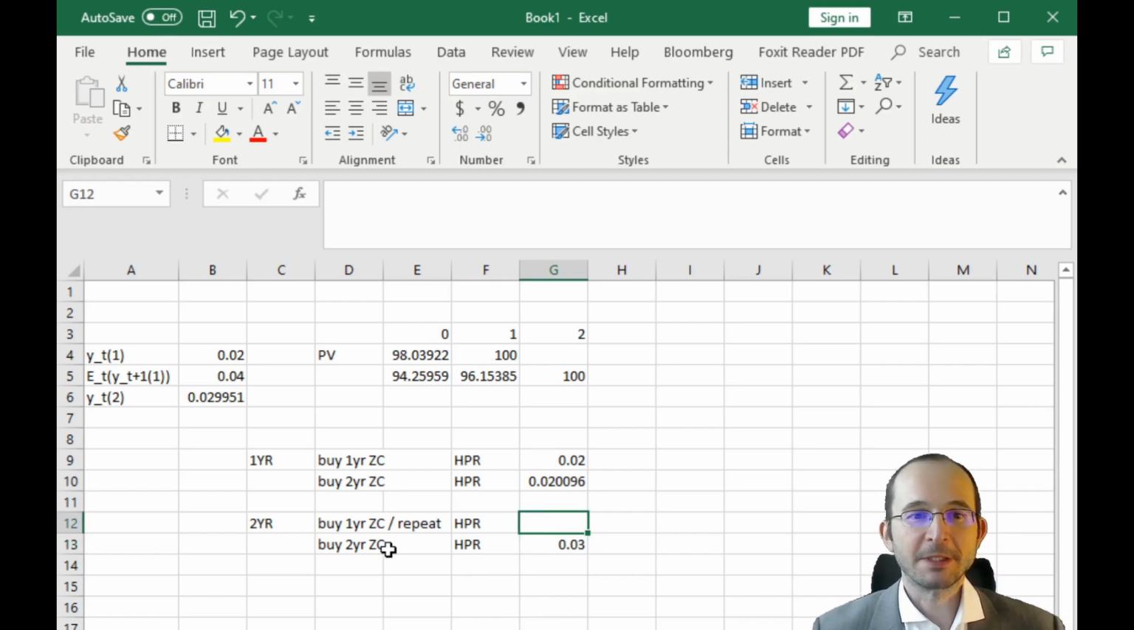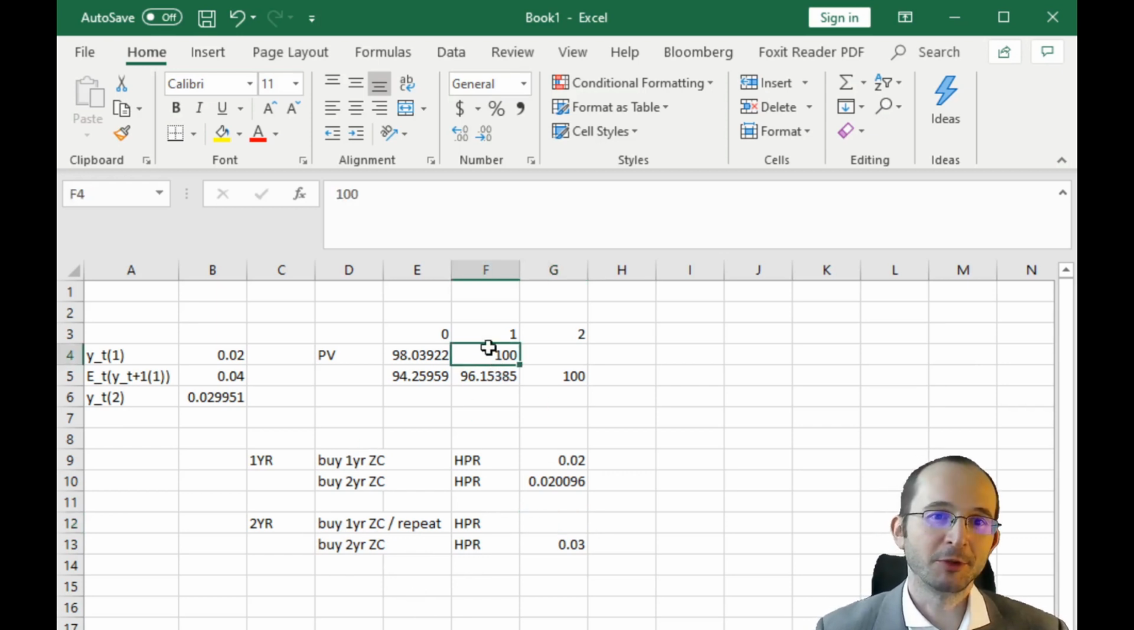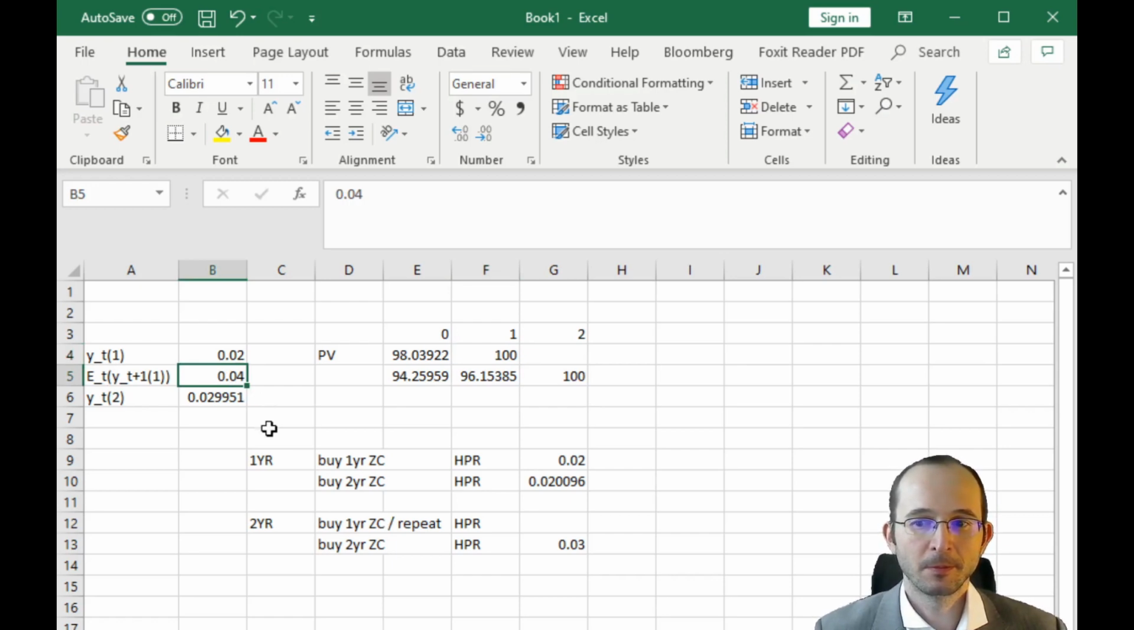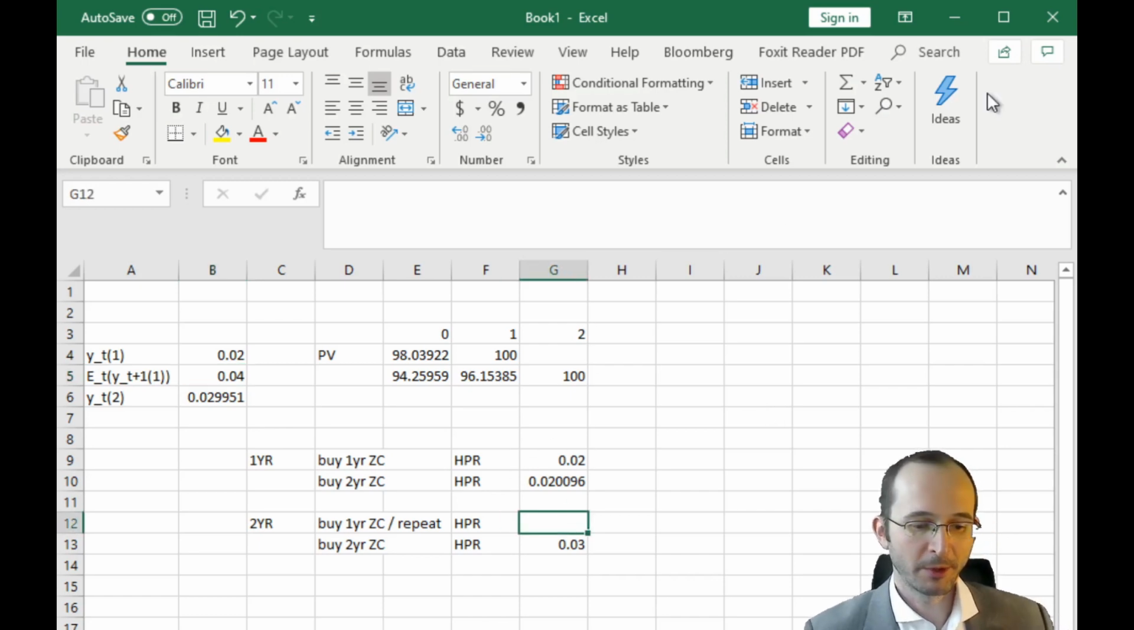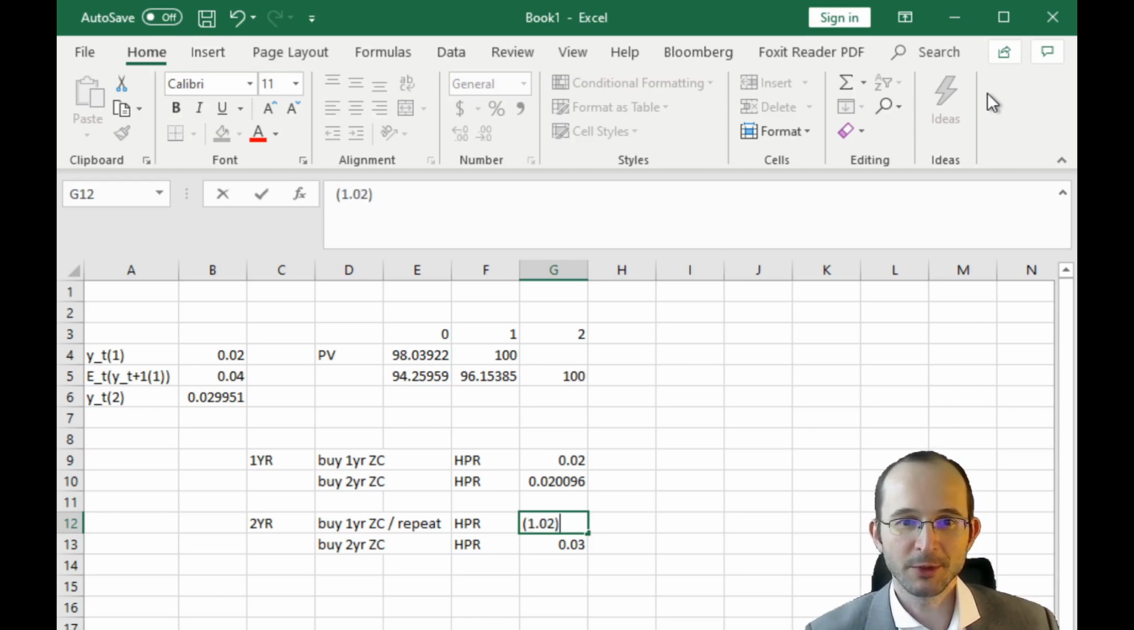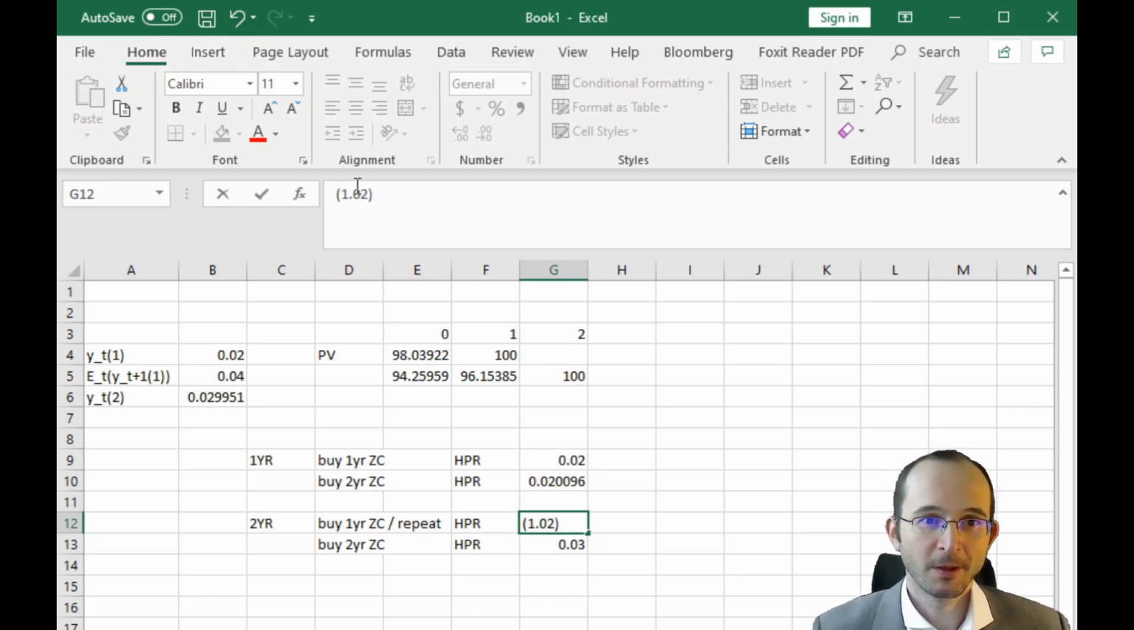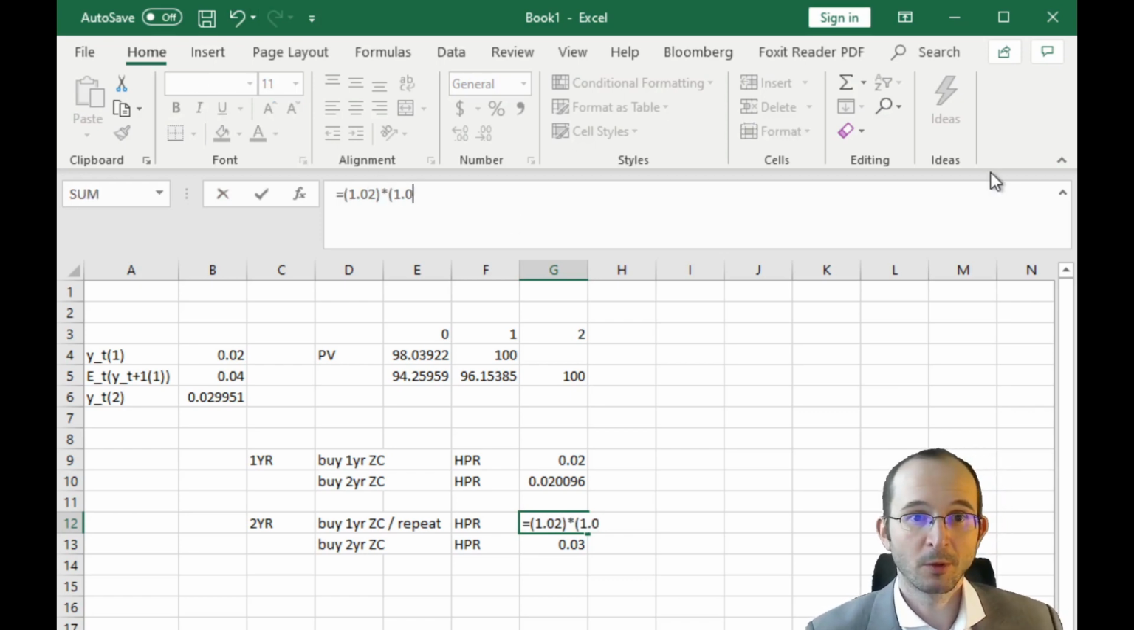Now, what would happen if instead we bought the 1-year zero coupon and then we held that to maturity, and at the end of year 1 we reinvested at the expected rate of 4%? Well, we can calculate it this way. We can say that in the first period we make 2%. In the second period, we make 4%.